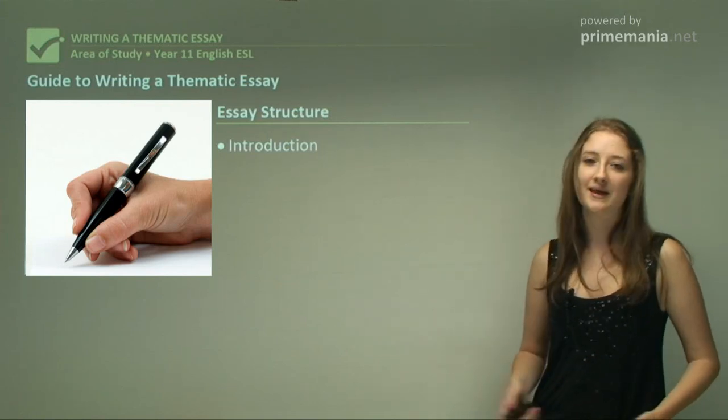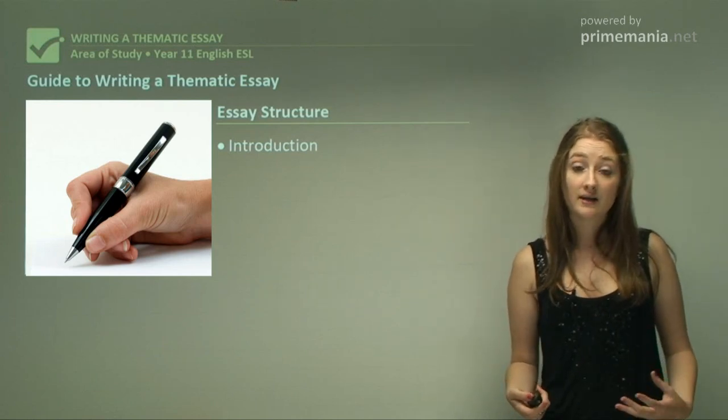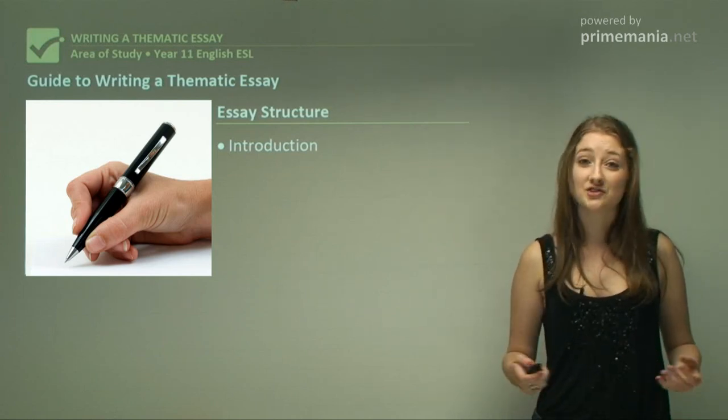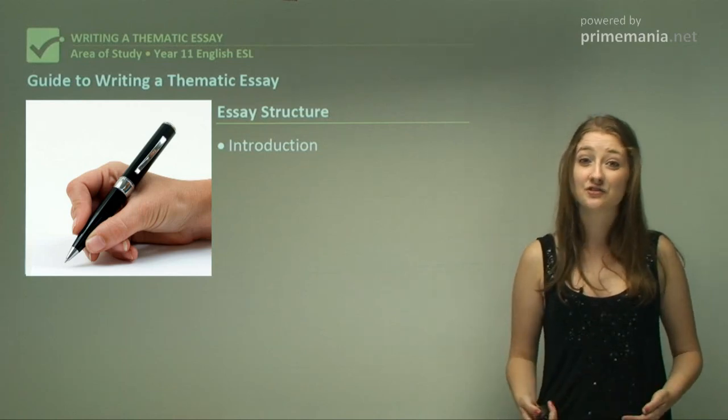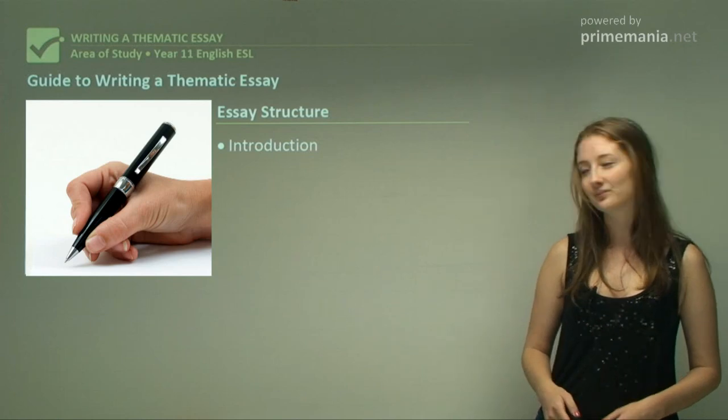Firstly, we're beginning with our introduction. Now, obviously, this is where you orient your reader to your argument and you introduce your texts. So this is where you list your texts and the years in which they were composed and by who.